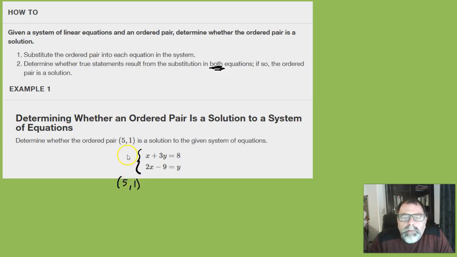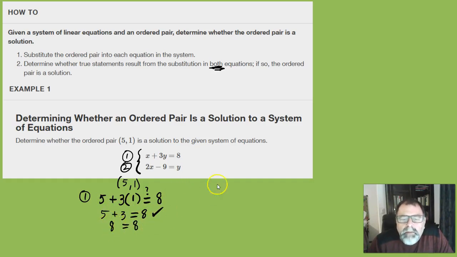So if I call this line 1, I like to do it like that. So line 1, I'm going to put in 5 for the x, 1 for the y, and I put my question mark here. Want to see if this is true or false. So 5 plus 3 equals 8. That's true. Okay, so that one checks out, right? We get 8 equals 8.